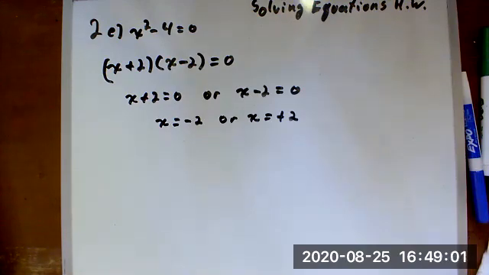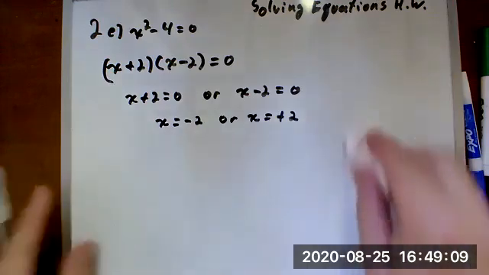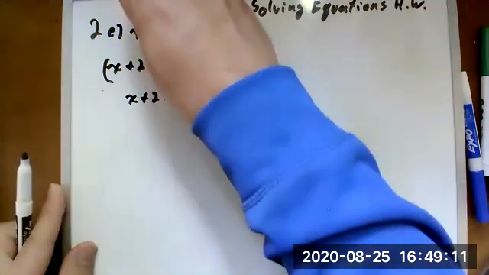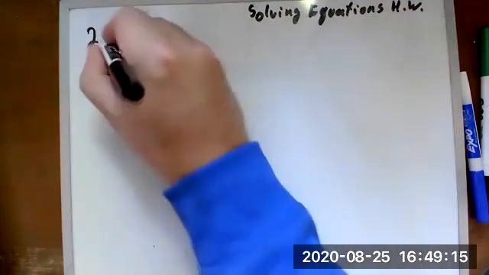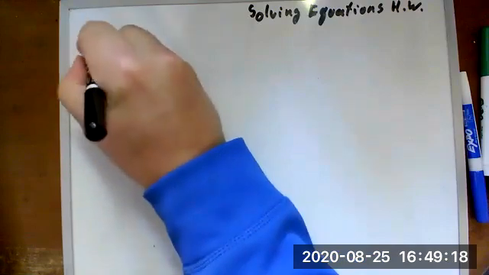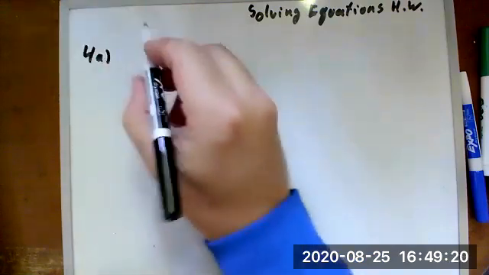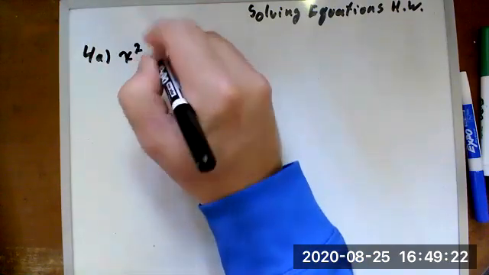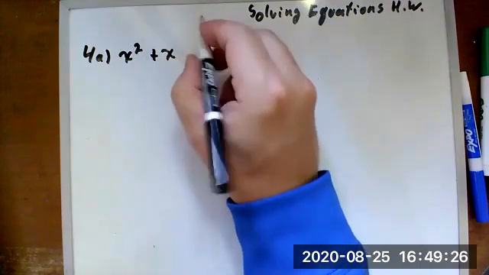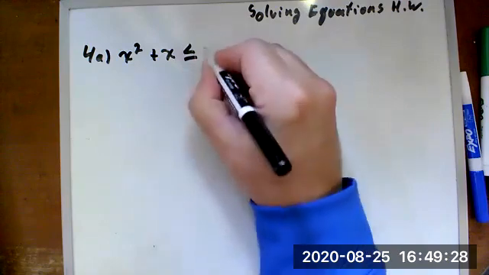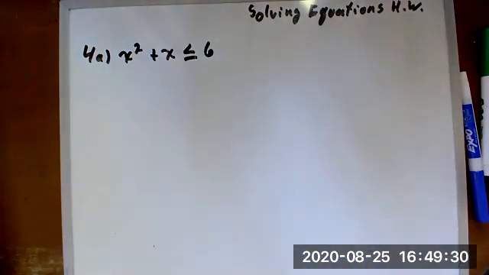Okay, so this is going to be very much like what we've done. We're just going to add a step to it. So I'll do 4A and B, and you should probably understand what's happening by the end of those two examples. Okay, 4A says x squared plus x less than or equal to 6.